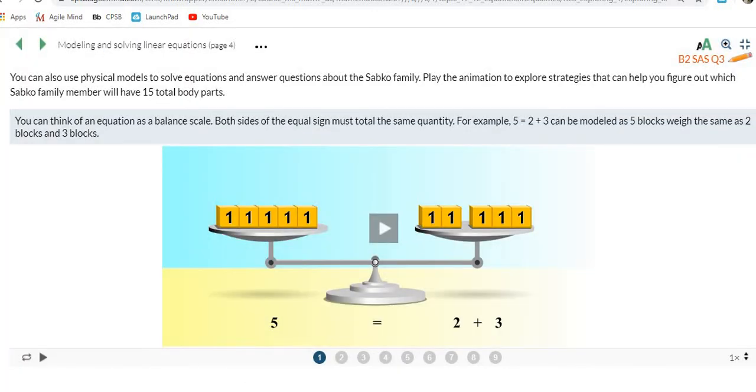Okay, this is a balanced scale model. We said we were going to start learning about these. They help us to solve equations. Right now, is the scale even? Do they weigh the same?